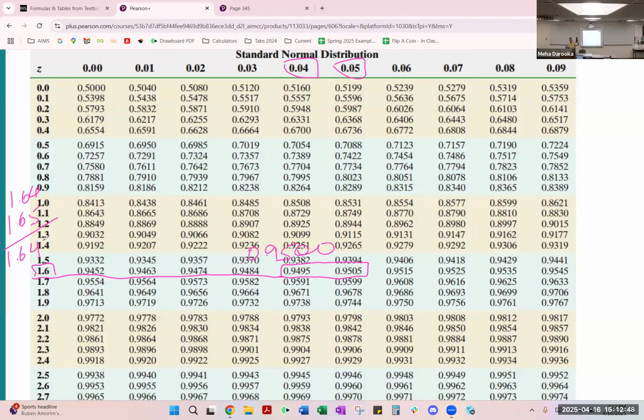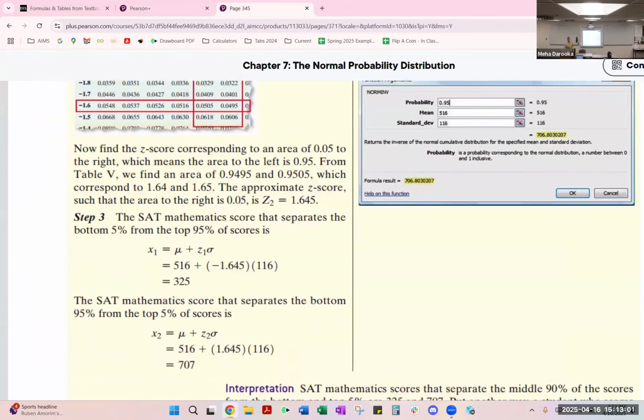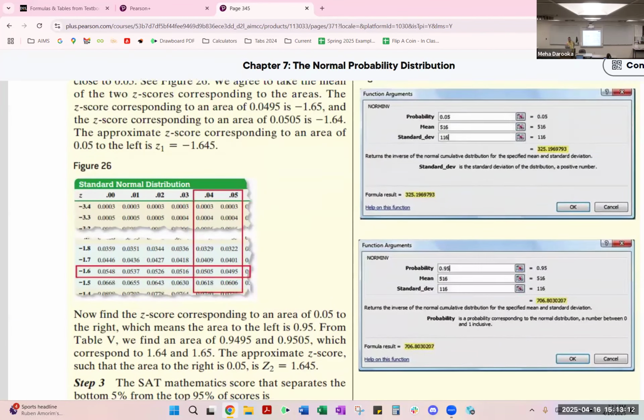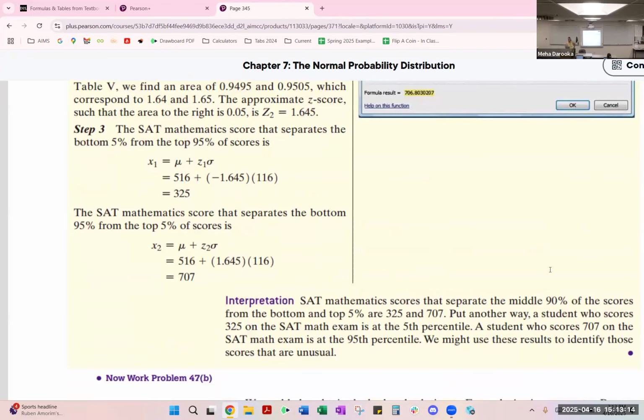You will get 1.645 as the average of these two z-scores. And that's the same answer you will see your textbook has for the positive side. So now that we have both our z-scores, negative 1.645 and positive 1.645 from our table, plug that into that same formula again, and it will tell you the threshold for the 5th percentile and for the 95th percentile. So at the bottom, it's going to be at the 5th percentile.